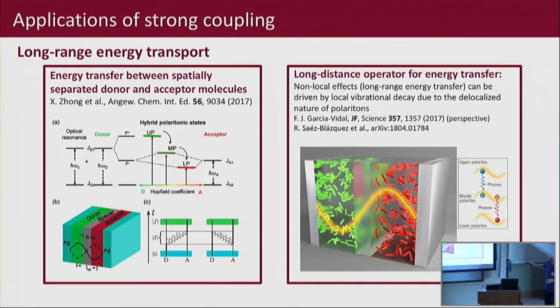So the upper polariton was only a donor. The middle polariton contains both. Then through another phonon decay, I go down to the lower polariton and I have only acceptor, and then I'm never jumping from one to the other. I'm just coupling locally, and I still get non-local energy transfer. So I think that's very interesting.